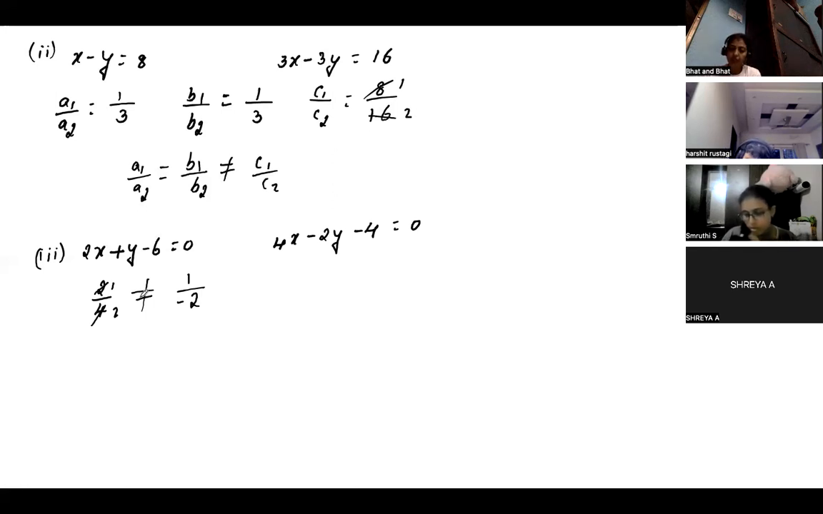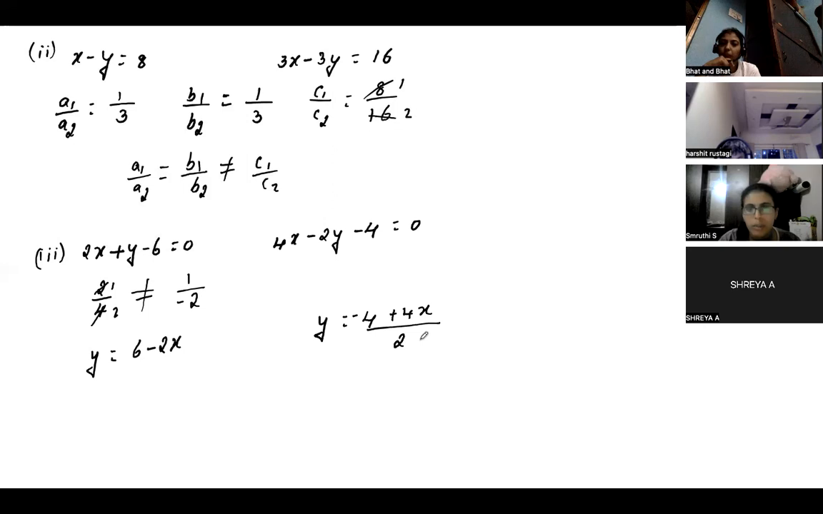Now we have to find the solution using graphical method. So for the graphical method, we will write y is equal to 6 minus 2x. Here, y is equal to, can you tell me directly? Actually, it is minus 4 plus 4x divided by 2.